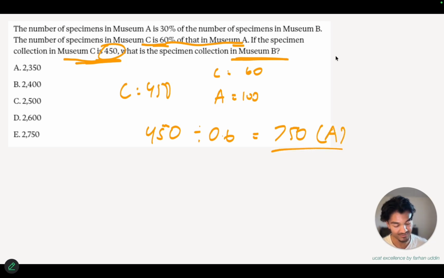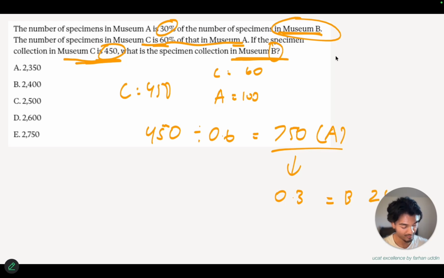Next, we know that this is the number of specimens in Museum A, and that is only 30% of what's in Museum B, which is what we're working towards. So now if we want to find B, we just get this number, we divide this by 0.3, and we end up getting 100%, which is B, 2500. So C ends up being our answer in this.